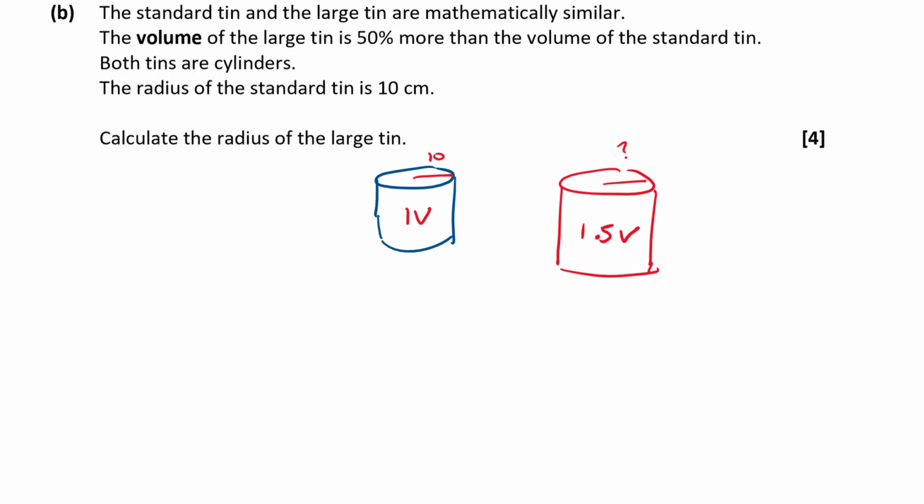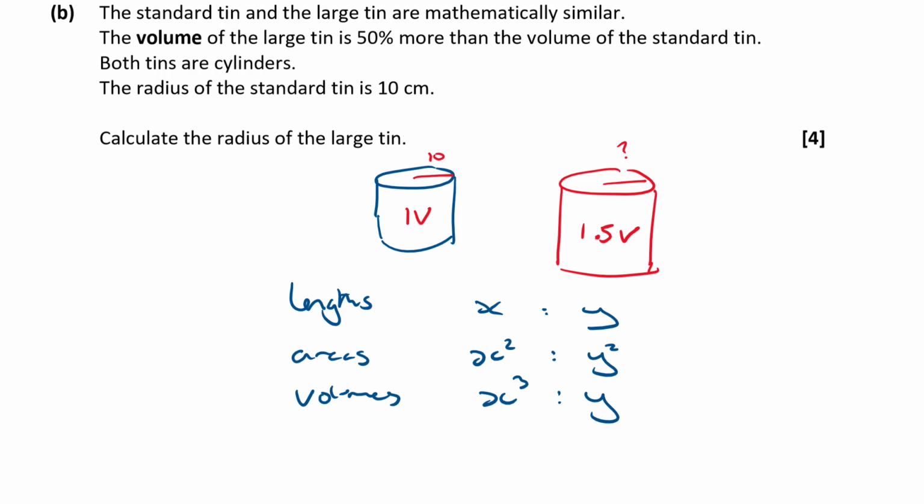Okay. Now, ratios of lengths, areas, and volumes are related to each other, aren't they? If you know the ratio of lengths, let's say x to y, then the ratio of their areas is going to be x squared to y squared, and the ratio of their volumes is going to be x cubed to y cubed, isn't it? Okay, so we know that their volumes here are 1 to 1.5.